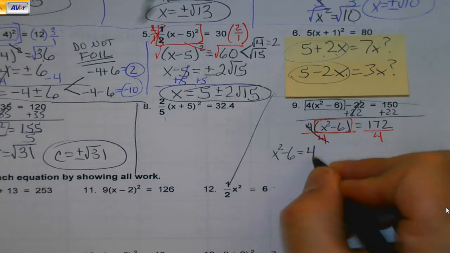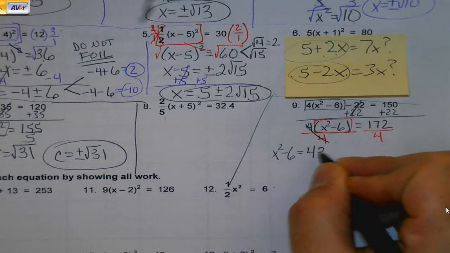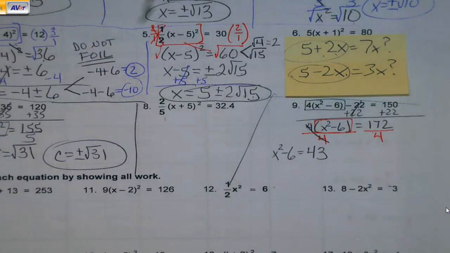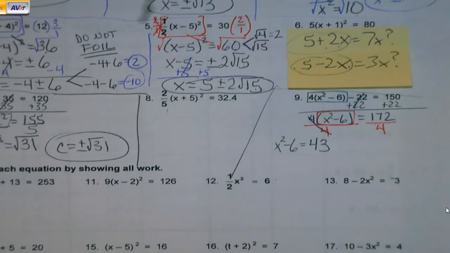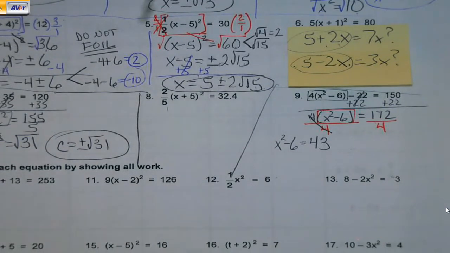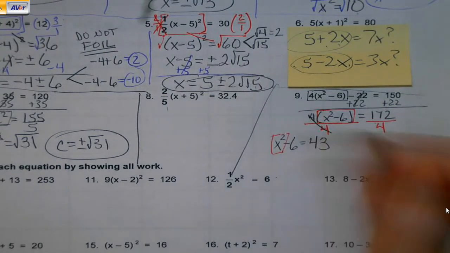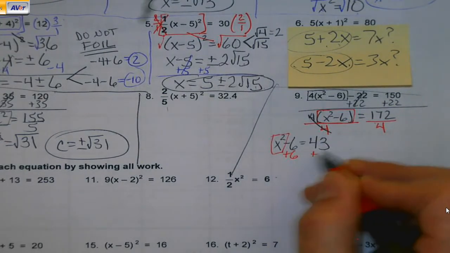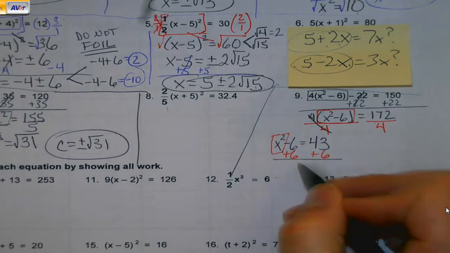equals 43. I tell everybody else to use the calculator, and then I don't do it. 43, okay. But notice when I got rid of the 4, now I don't have to worry about the parentheses. So now I can just do my opposite of minusing 6.